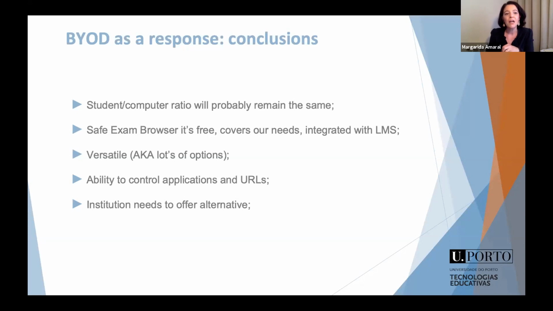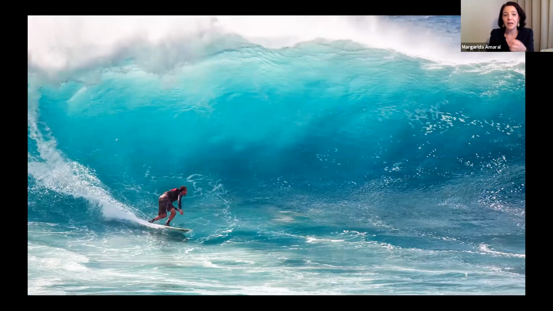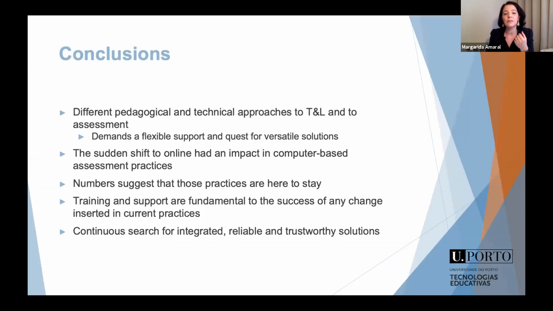university department. And the institution needs to offer alternatives. I wrote alternative, but it's alternatives. We are surfing the wave of this COVID-19, and we can draw some conclusions from this period when we moved fully online and we just tried to survive. And some things were really good.